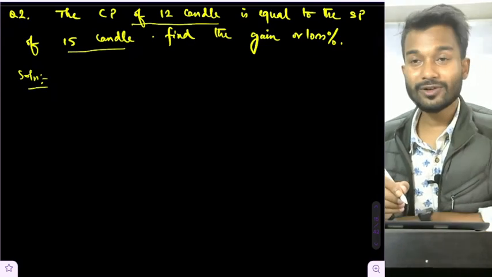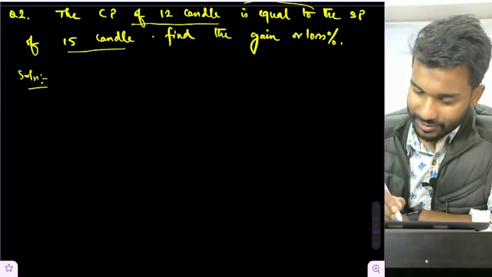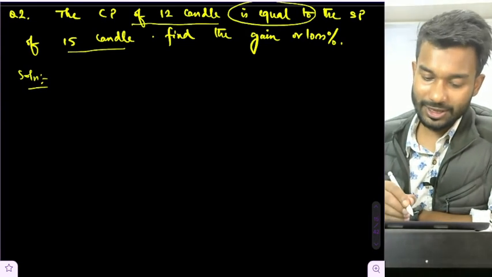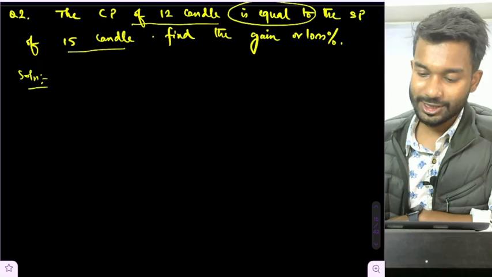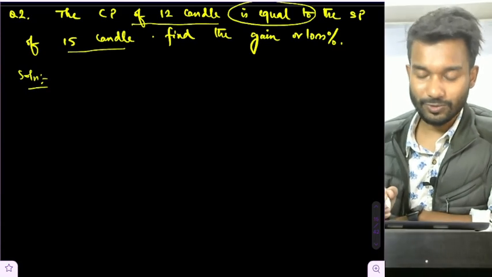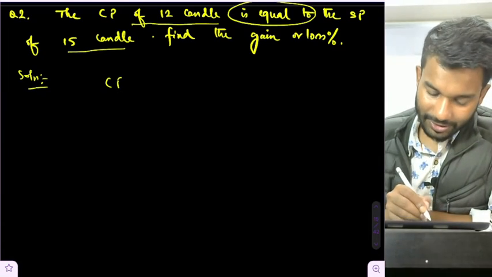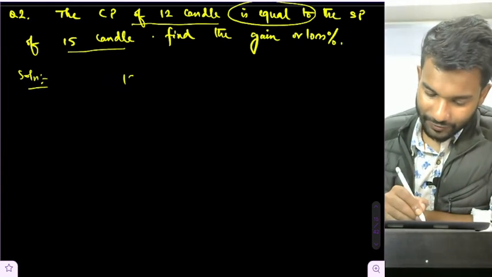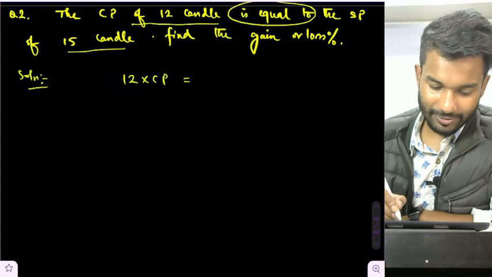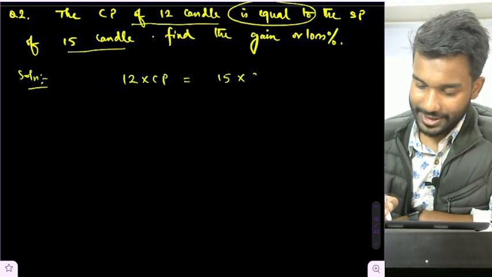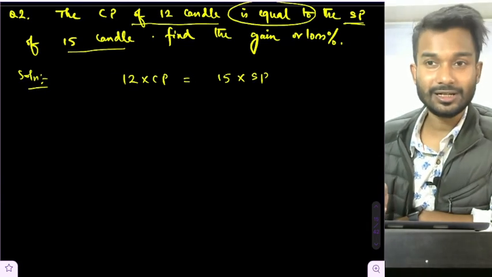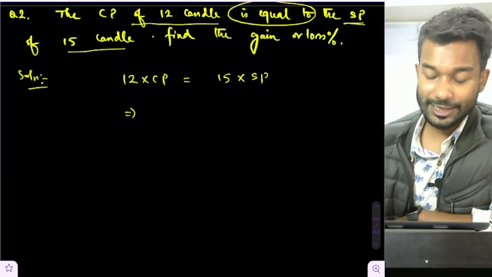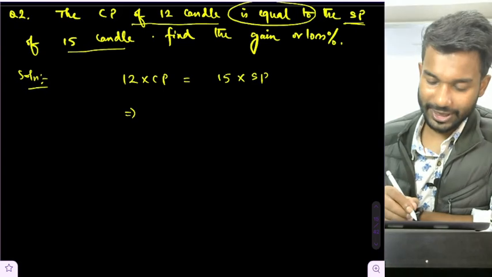The cost price of 12 candles is equal to the selling price of 15 candles. Just like the earlier question, this part is common. So I can write 12 into cost price is equal to 15 into selling price. What is our target to find? The SP by CP ratio. So how can we get it?